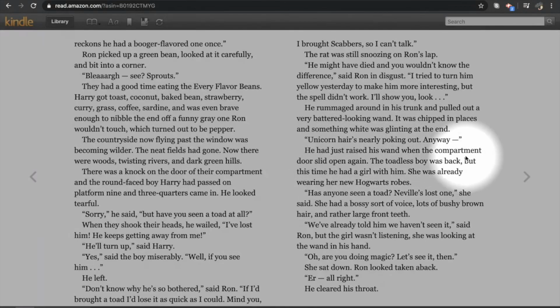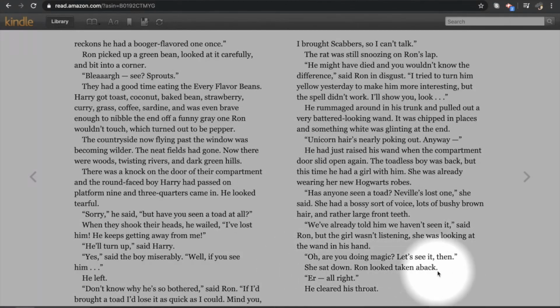The toadless boy was back, but this time he had a girl with him. She was already wearing her new Hogwarts robe. "Has anyone seen a toad? Neville's lost one," she said. She had a bossy sort of voice, lots of bushy brown hair, and rather large front teeth. "We've already told him we haven't seen it," said Ron, but the girl wasn't listening. She was looking at the wand in his hand. "Oh, are you doing magic? Let's see it then." She sat down.